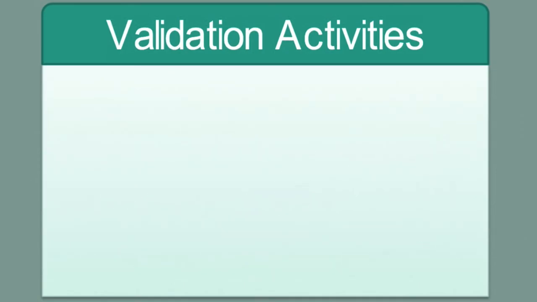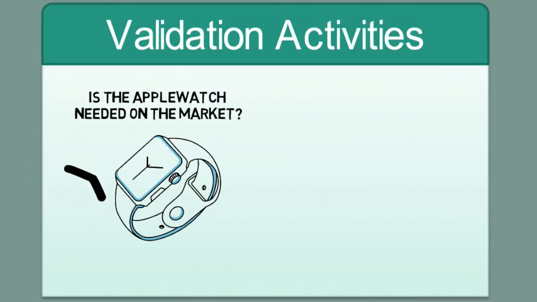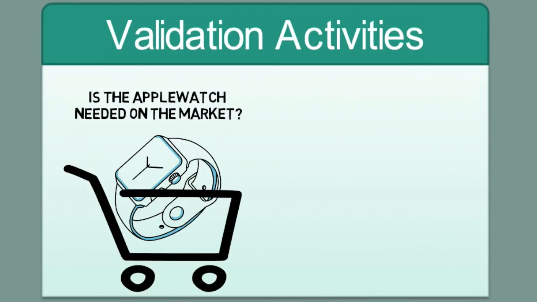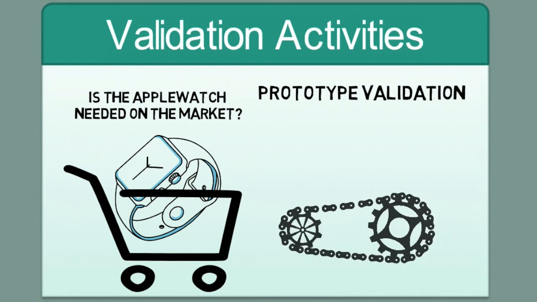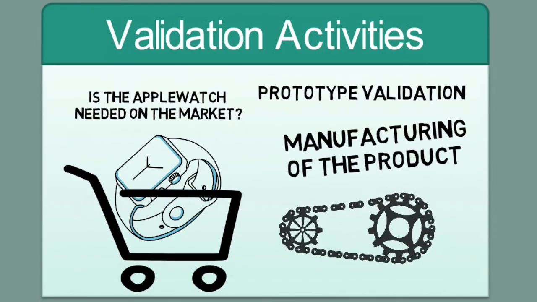Start thinking how you want to test your later product. How could the validation of the Apple Watch look like? First of all, start making a survey if the potential customer would buy this product. The basic functionality could be proven with a prototype. You also have to ask yourself if you can actually manufacture your product.